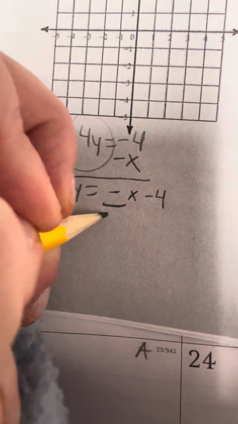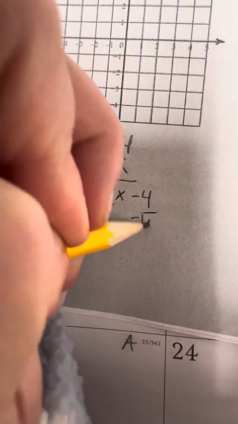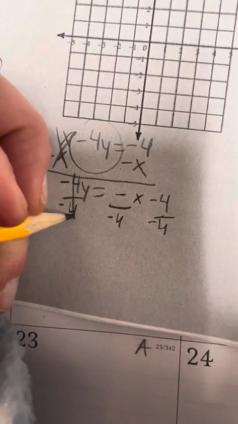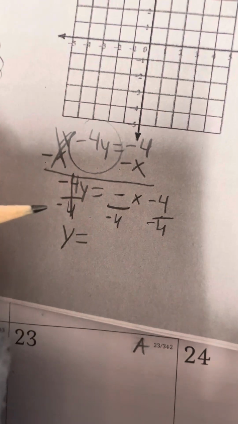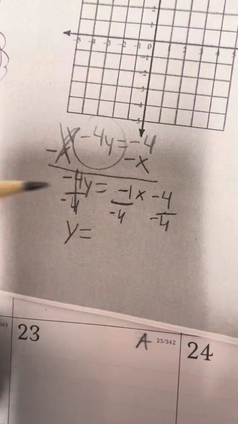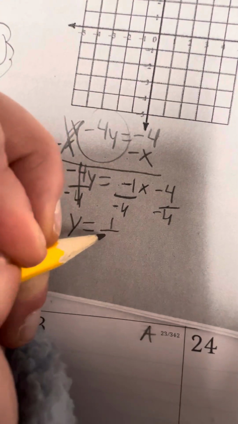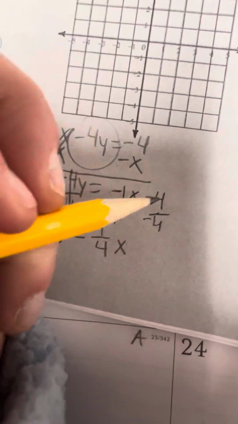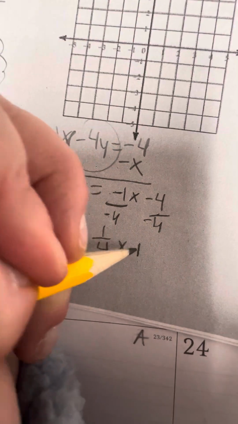So this is going to be divided by negative 4. This is divided by negative 4. These cancel, leaving me with y is equal to a negative 1. I'm just going to put that there. Negative 1 divided by negative 4 is actually a positive 1/4 x. And then negative 4 divided by negative 4 is a positive 1.